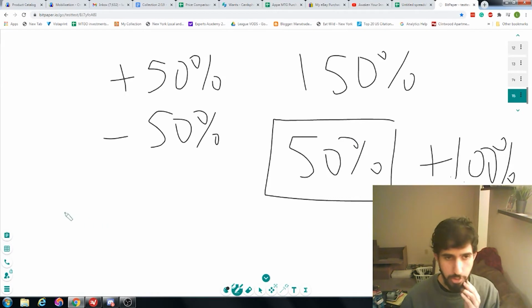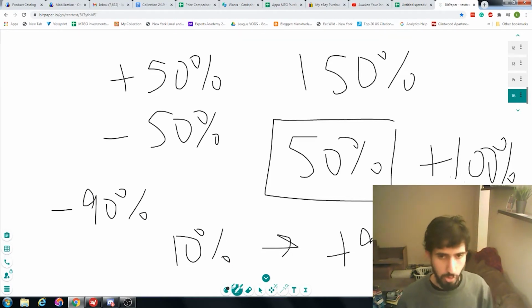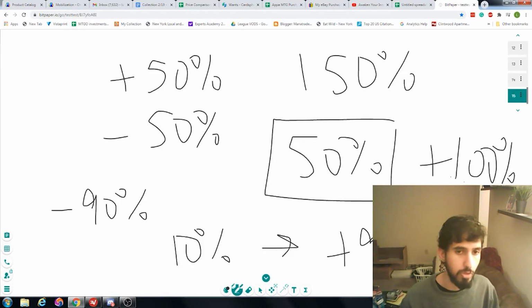And let's say you went down 90%. So now you're down to 10%. Now, in order to get back to 100%, you need a gain of 900%. So there's this weird asymmetry where losses are more painful than gains on a percentage basis. So going up 1% and down 1% is not actually good, because when you lose that 1%, it actually hurts more than the gain you get out of the 1% up.